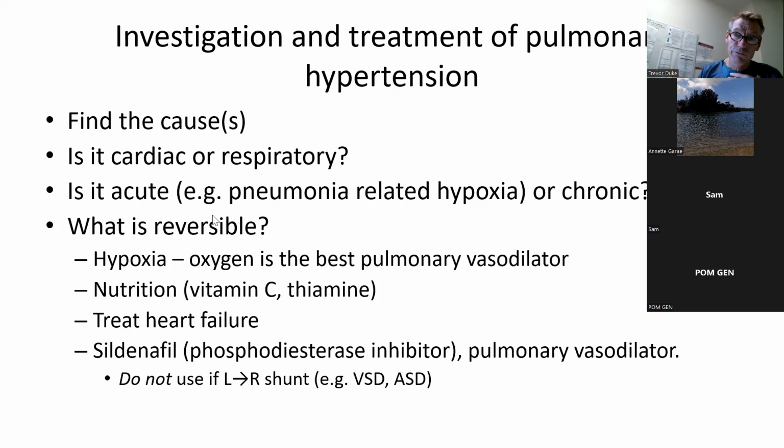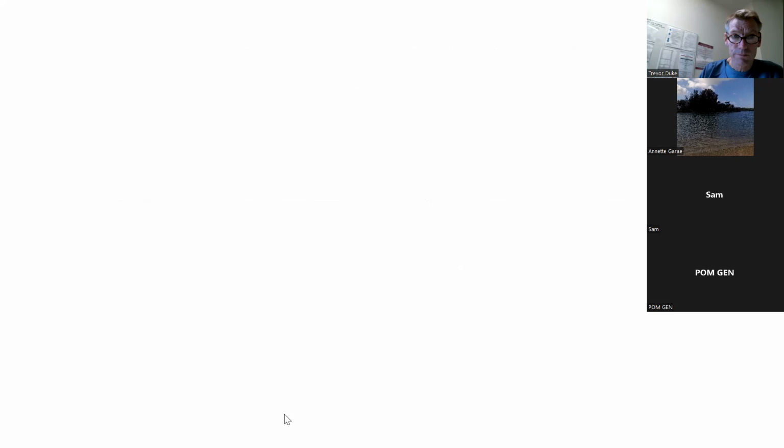But I'd try to identify the other reversible factors in pulmonary hypertension. Treat the pneumonia, treat hypoxemia, look for nutritional deficiency and treat that if it's needed, treat the heart failure, and think about the role of sildenafil in these patients.